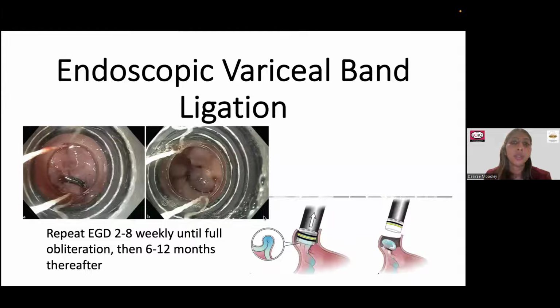So what you would do is endoscopic variceal band ligation. The actual technicalities of it, I don't go into, but once you've banded them, you need to repeat your scopes 2 to 8 weekly until you've fully obliterated them. And fully obliterated means you've got grade 1 varices, and then from there you can go 6 to 12 monthly thereafter.